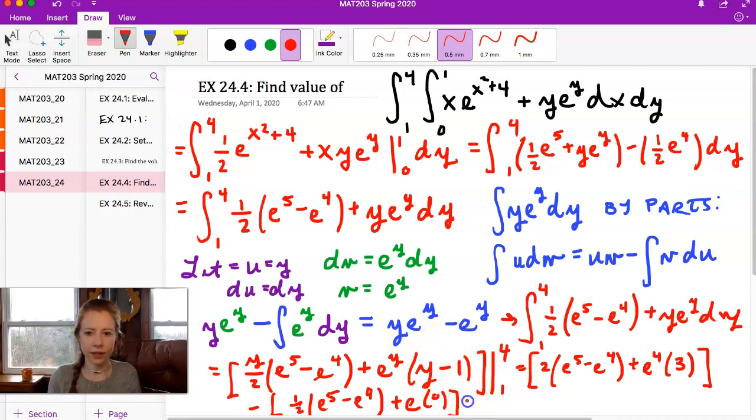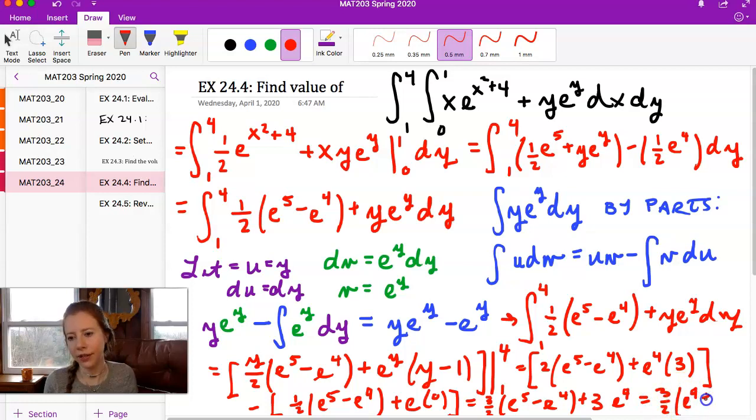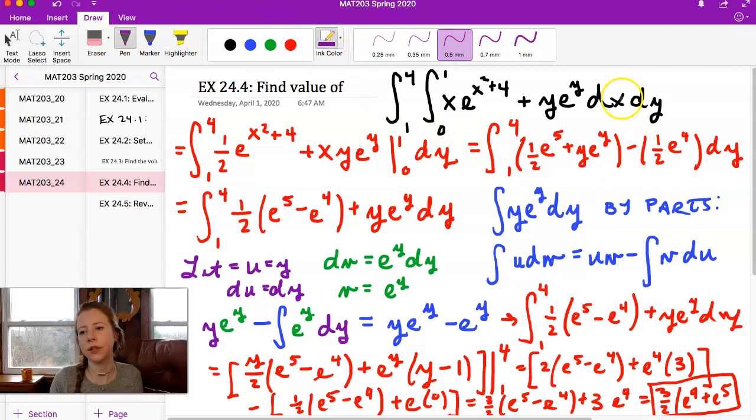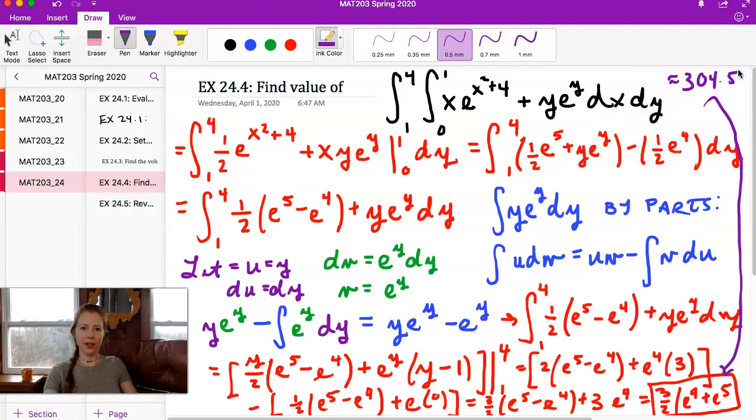Okay, and this is going to give us 3/2 times e to the 5th minus e to the 4th plus 3e to the 4th, which overall can be simplified to 3/2 times e to the 4th plus e to the 5th. And if you wanted to just write that out in numerics, that's going to be approximately equal to 304.5.